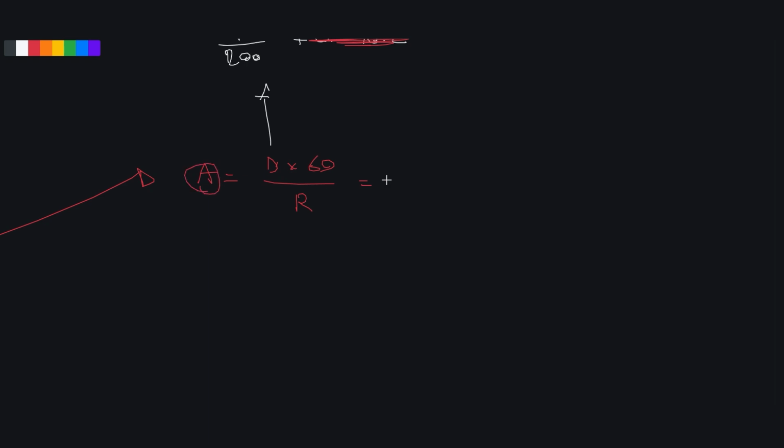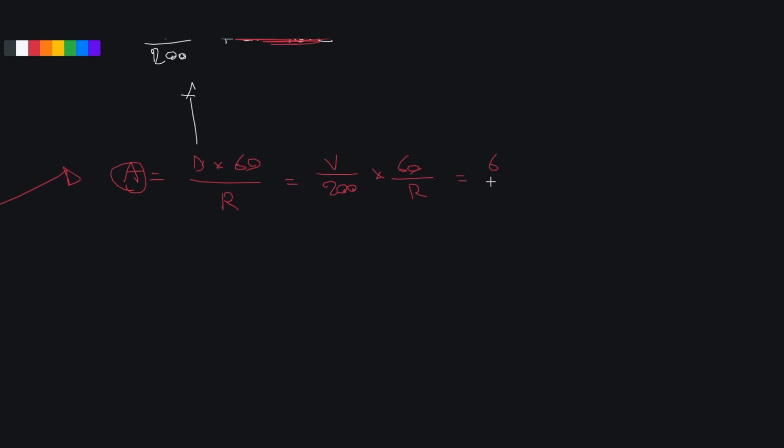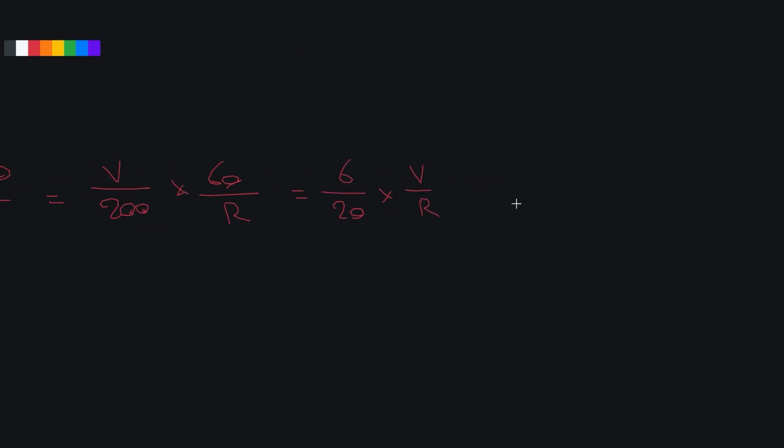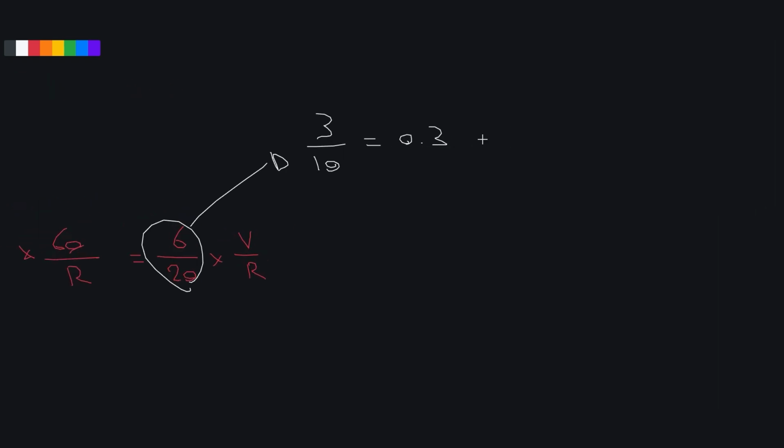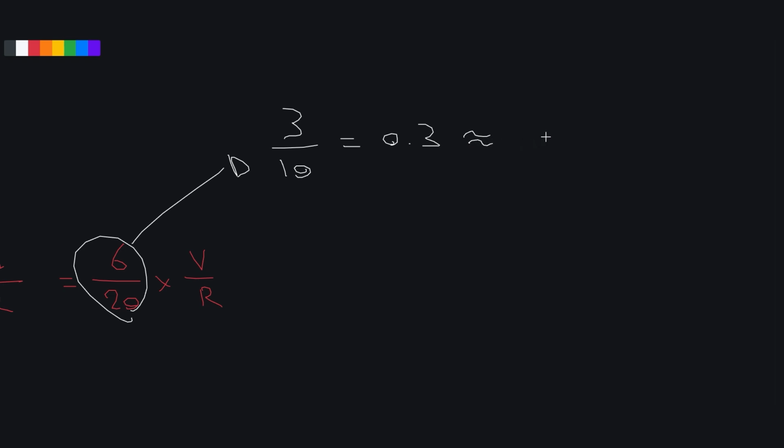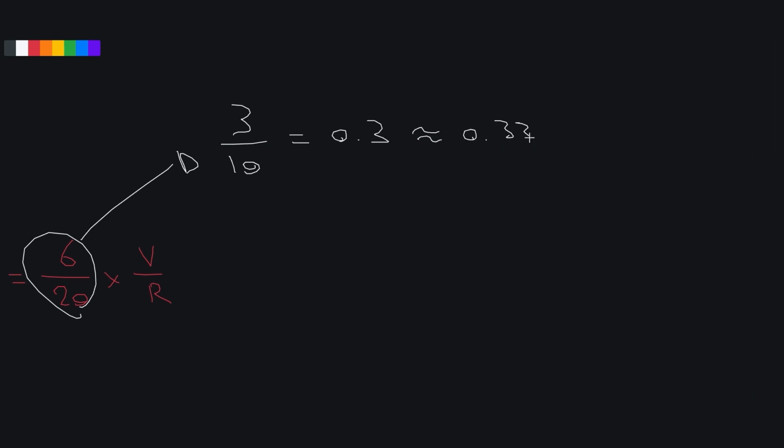The angle of anticipation will be the ground speed divided by 200 multiplied by 60 divided by the radius. All right, which at the end of the day gives us 6 divided by 20 multiplied by the ground speed divided by the radius. 6 divided by 20 is equal to 3 divided by 10, which gives us 0.3. But 0.3 is roughly equal to 0.3333 and so on.